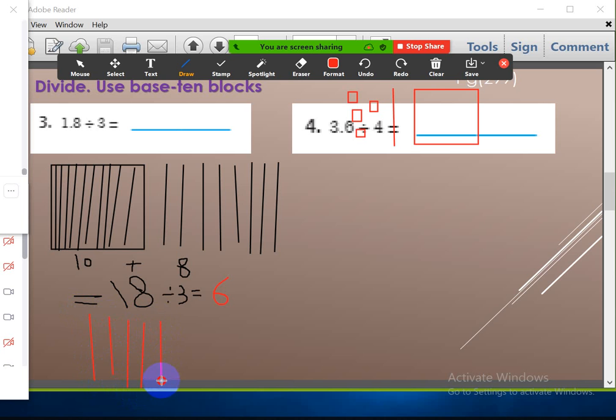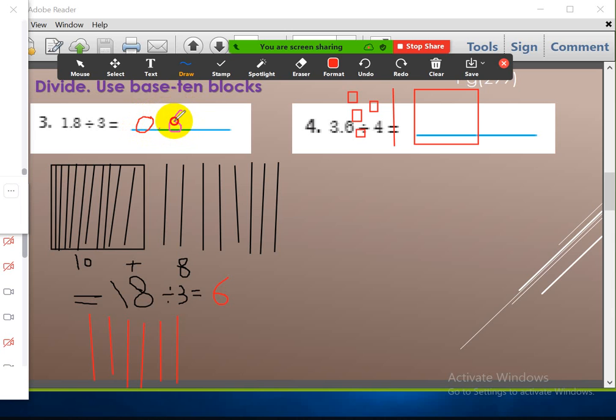The longs represent which digit, Lana? Tenths. Very good. That means I have 6 in the tenths. Right? It will be 0. Yes. 0.6. Very good.